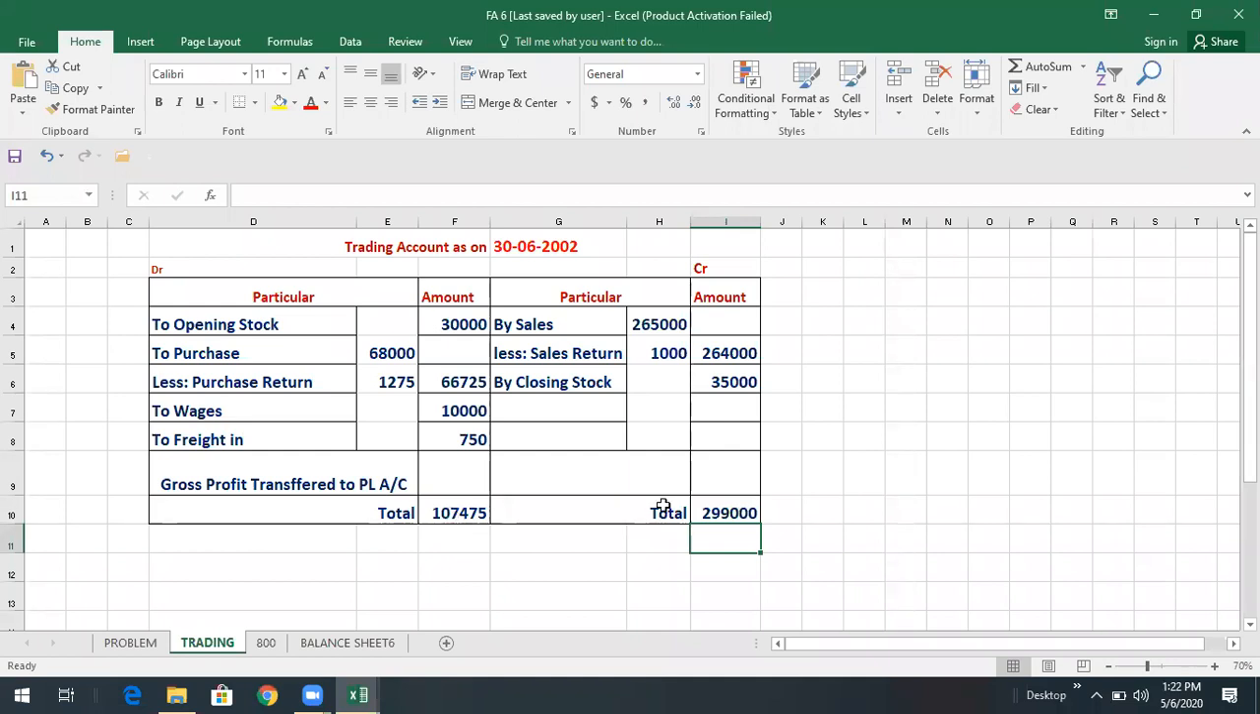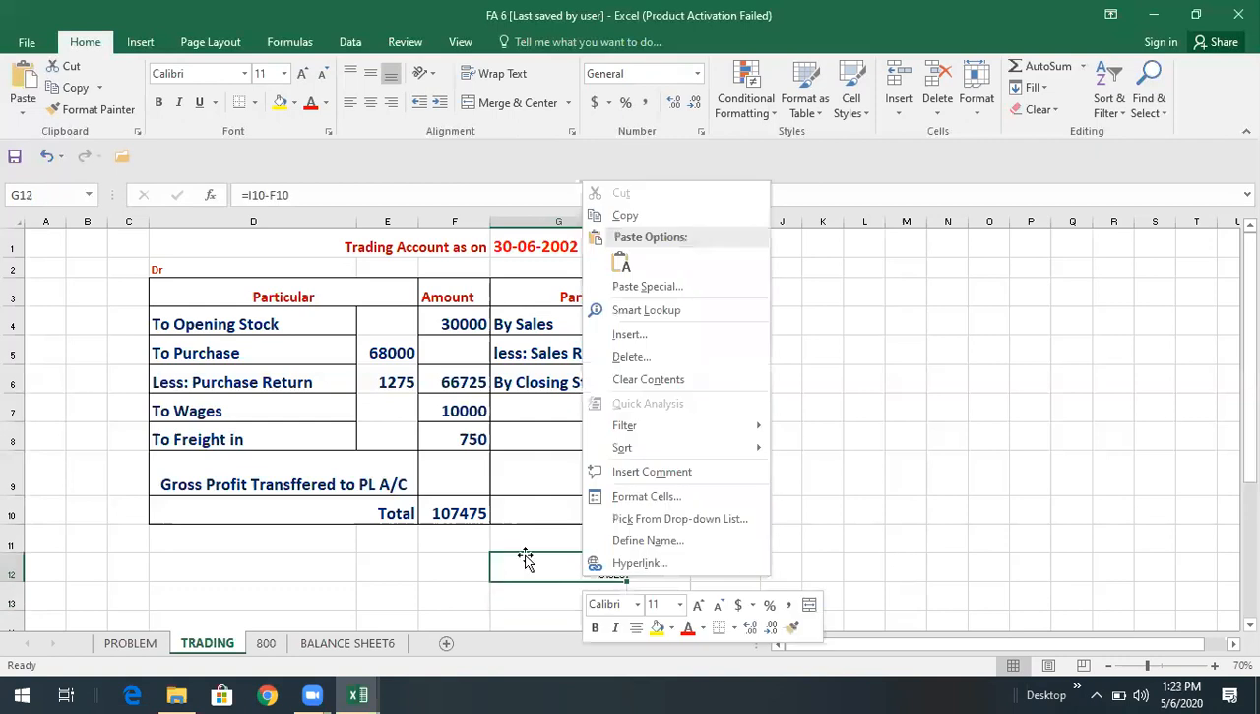So the credit value is more than the debit value. That's why we get a profit from this trading account. The profit we call gross profit. And how much is the gross profit? It equals credit amount minus debit amount. So 2,99,000 rupees minus 1,07,475. That gives, sorry, 1,91,525.